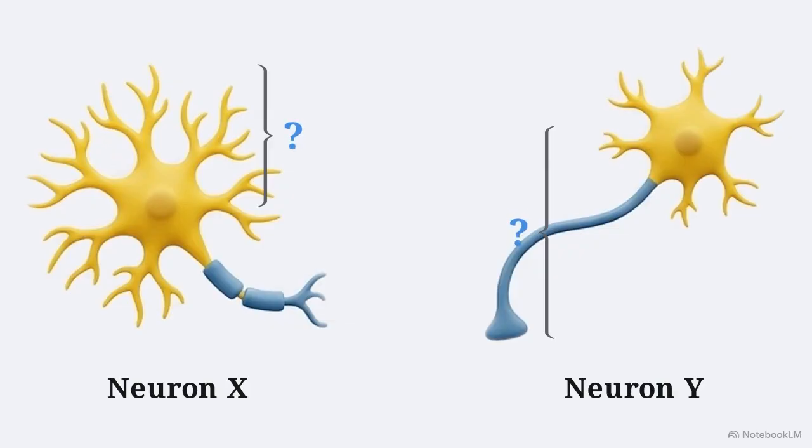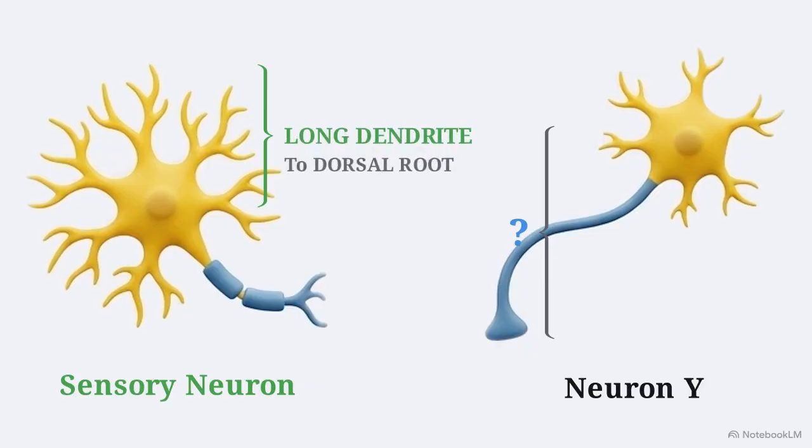Neuron X is the sensory neuron. It requires a long dendrite to efficiently carry data all the way from receptors in your extremities to the dorsal root of the spinal cord. That leaves neuron Y as the motor neuron.